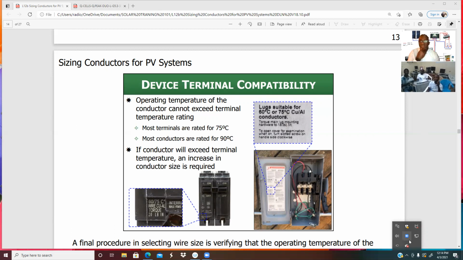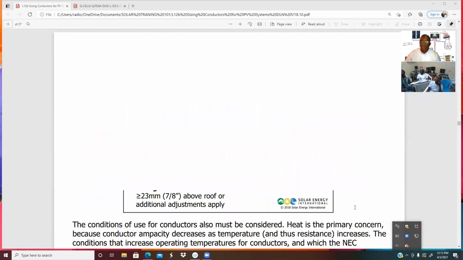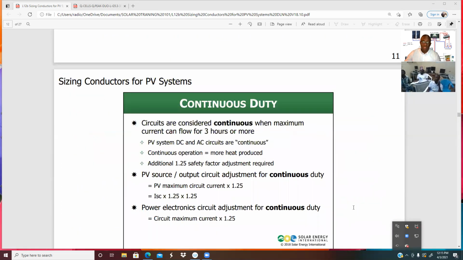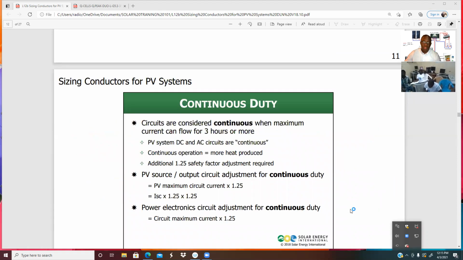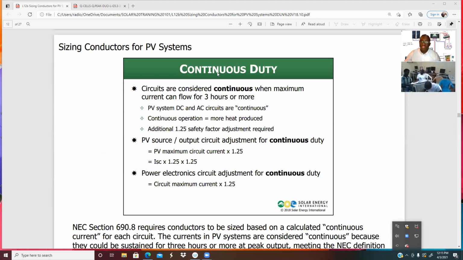Because after getting the maximum short circuit current, you are accounting for the higher temperature, for this number 12, yes. You are doing that calculation again for your continuous duty. The first 1.25 is for your irradiance. The second one is for your continuous duty.